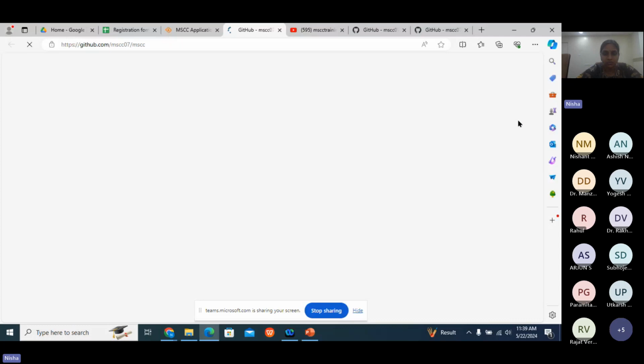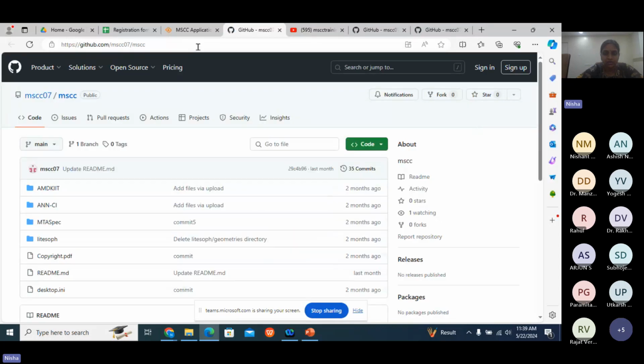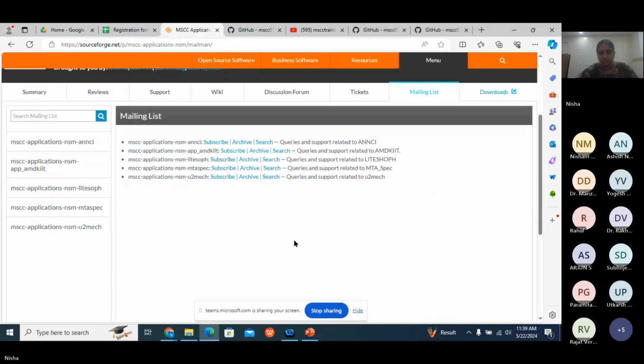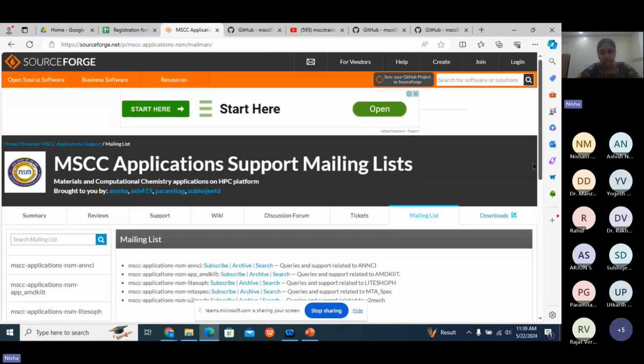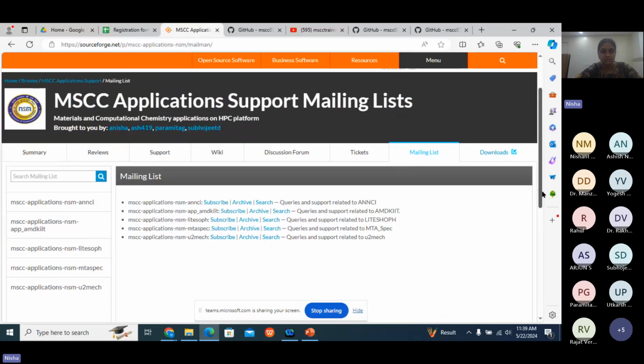Then this is the download page where you can find all the downloads available. So this is just a quick overview of the support page which we have created for MSCC applications. All the information is available under one umbrella of this web page.